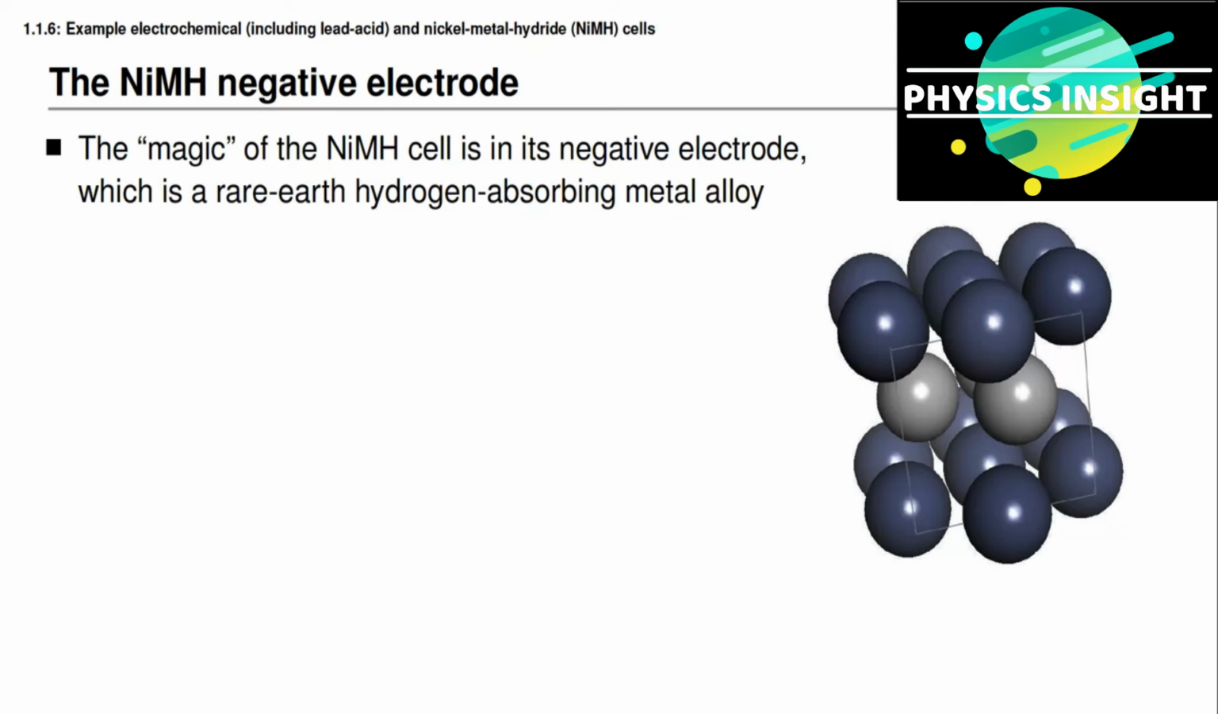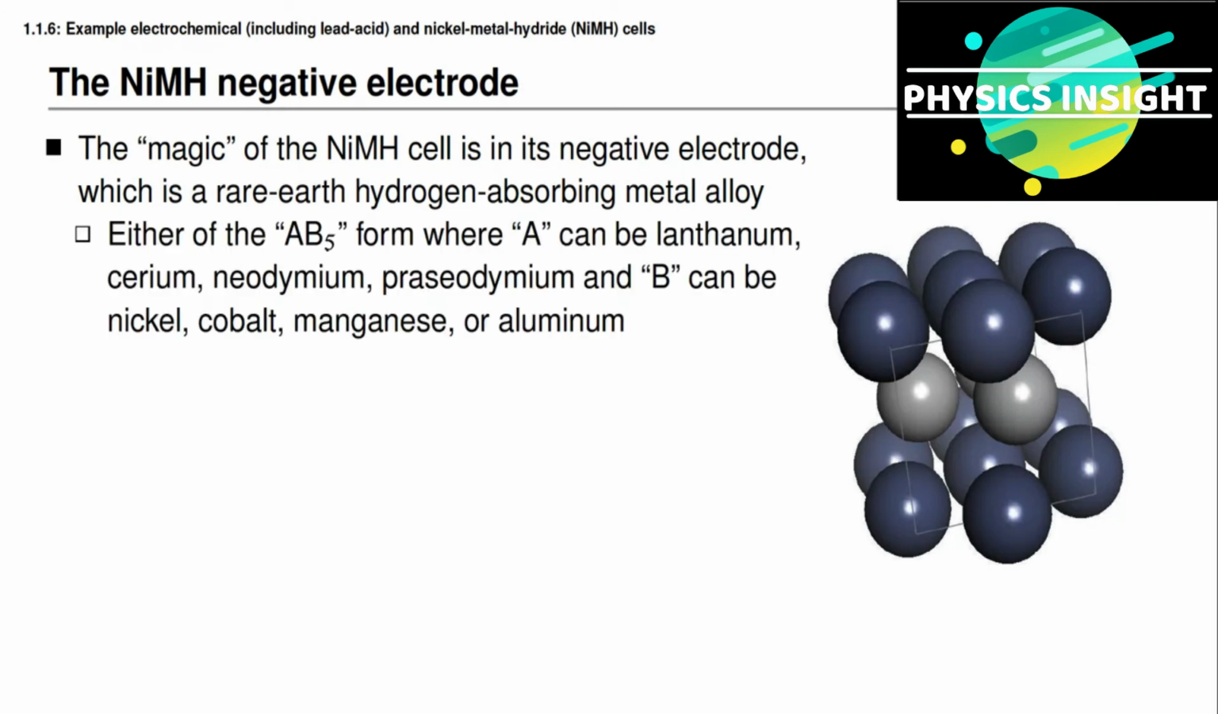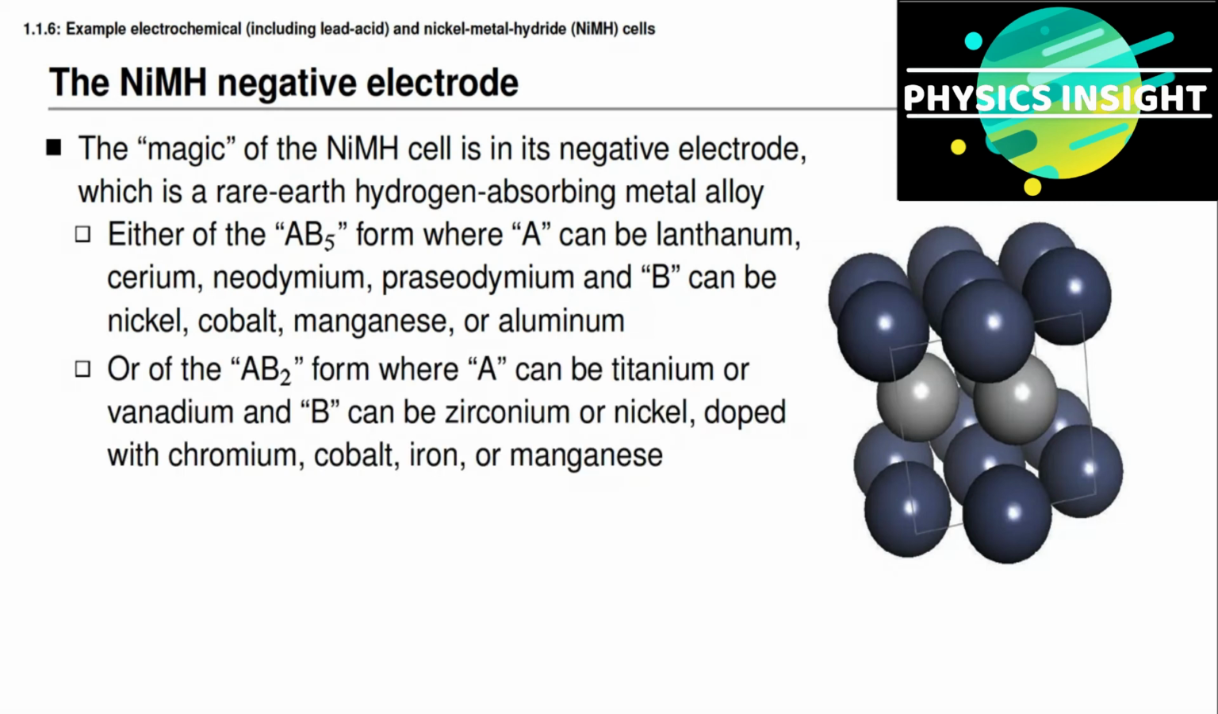The electrode is some kind of a rare earth hydrogen absorbing metal alloy, and there can be different structures used. For example, a structure in an AB5 format where A can be lanthanum or cerium or neodymium or praseodymium, and the B can be nickel or cobalt or manganese or aluminum. Or the structure in some cases has an AB2 form where A can be titanium or vanadium and B can be zirconium or nickel doped with chromium or cobalt or iron or manganese.